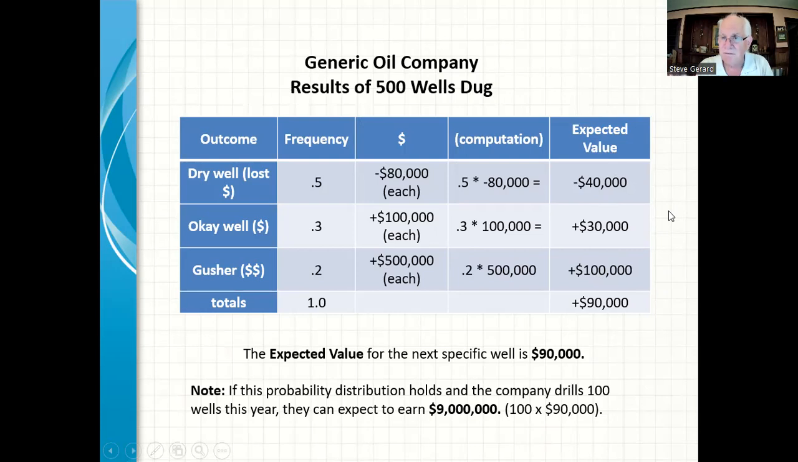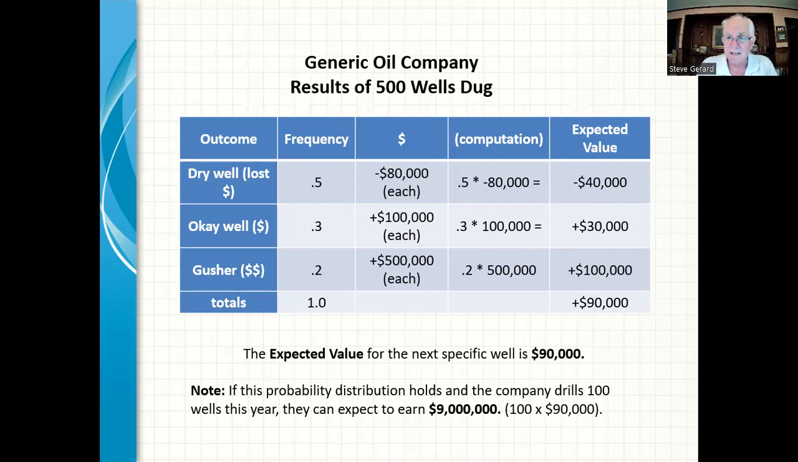That's the expected value for digging a well, $90,000. Now, that doesn't mean that I go out and dig a new well tomorrow and I'm going to make $90,000 off it. Chances are I'm going to go out tomorrow and I have a 50% chance of coming up with a dry well. But if I do 10 of them, 5 of the 10 should probably come up dry. But 2 out of those 10 are going to give me $100,000 each. So on average, the expected value is $90,000.